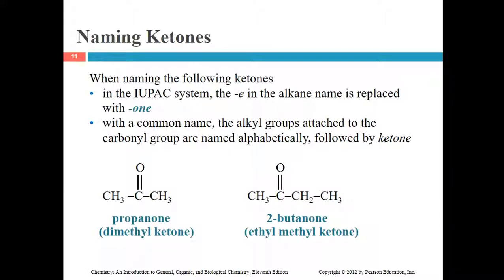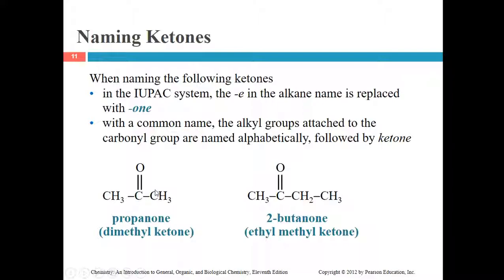All right, naming ketones. When naming the following ketones in the IUPAC system, the E in the alkane name is replaced with -one. In the old common name, the alkyl groups attached to the carbonyl group were named alphabetically, followed by ketone. So let's look and see why the IUPAC name is the way it is.